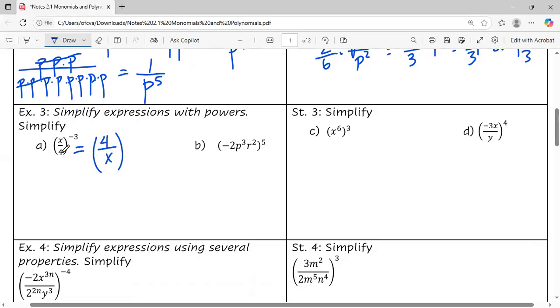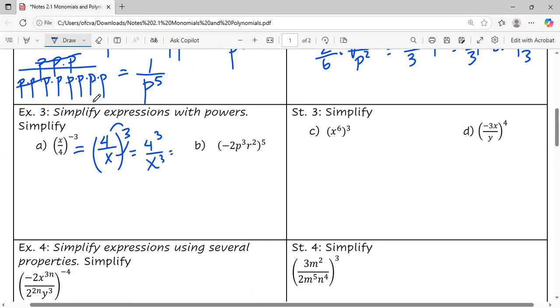The entire fraction is being applied a power of -3 because it's in parentheses, so we know that the entire thing will eventually be applied that power. Now, because we flipped it, then that power becomes a positive. So that means you're applying a power of 3 here and here. So 4 to the 3rd over x to the 3rd.